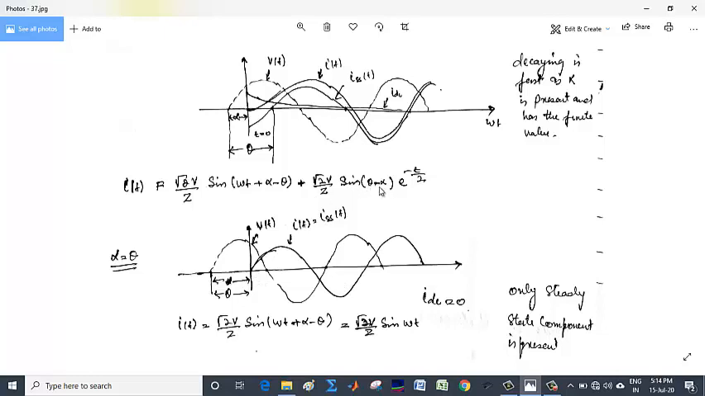If alpha is equal to theta, this component will be equal to 0 and the total expression of the current will be root 2 V by Z sine of omega t plus alpha. There will be only the steady state component and no transient component. It will be root 2 V by Z sine of omega t, exactly in phase with the reference, so the lag or lead will be 0. Now, this is the case when theta is equal to alpha.